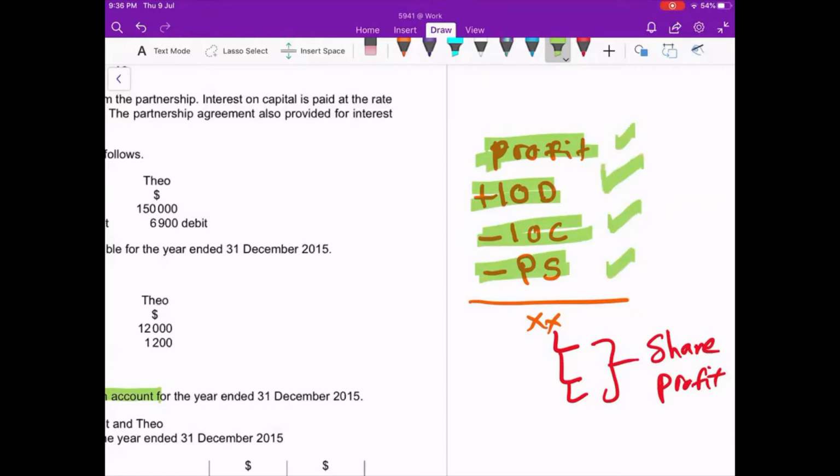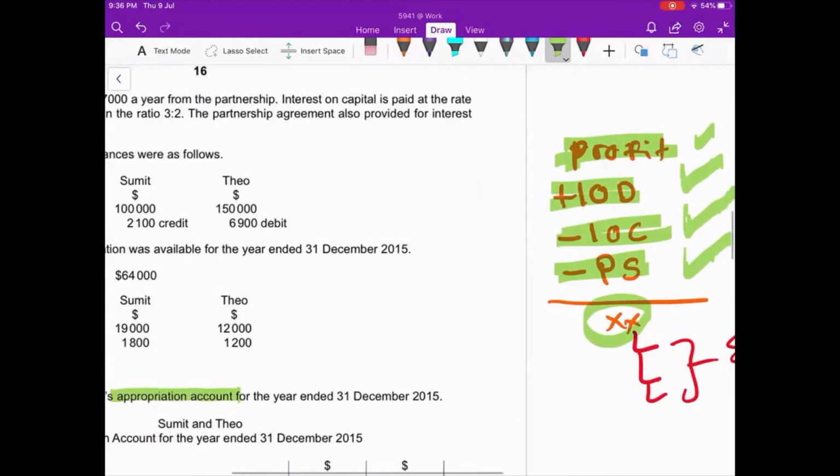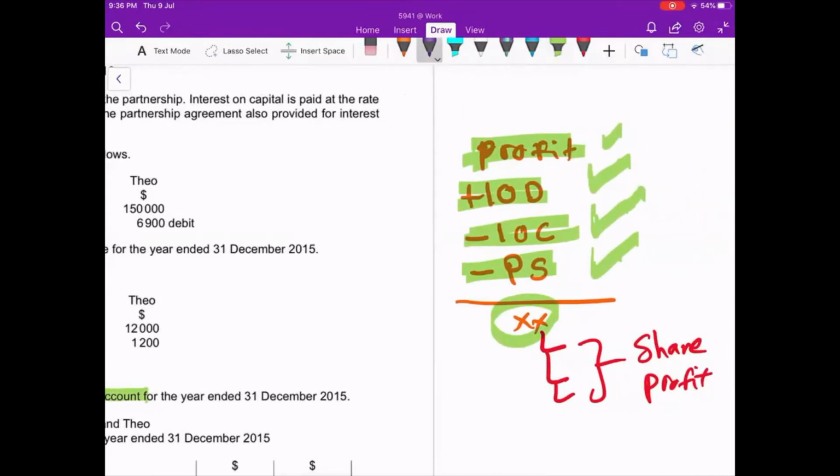IOD is interest on drawing. IOC is interest on capital. PS is partner salary. You minus these and you get the answer, which we call residual profit. We take this residual profit and share it among the partners according to their agreement. So remember this formula. This is the format for the partnership appropriation account: profit plus IOD minus IOC minus PS. The answer we will share among the partners.